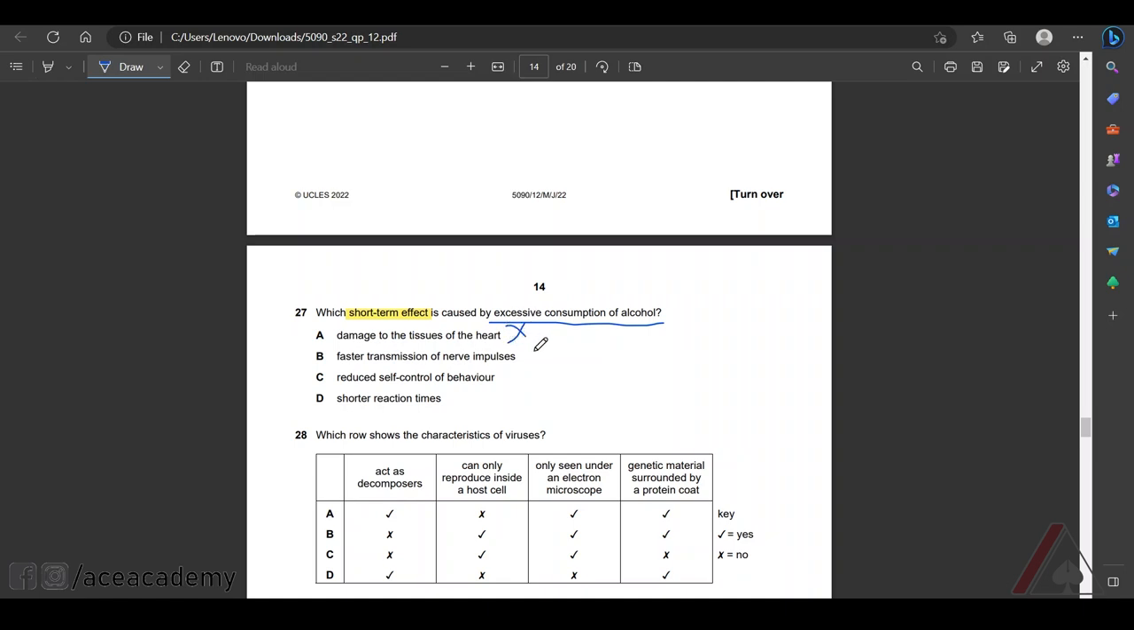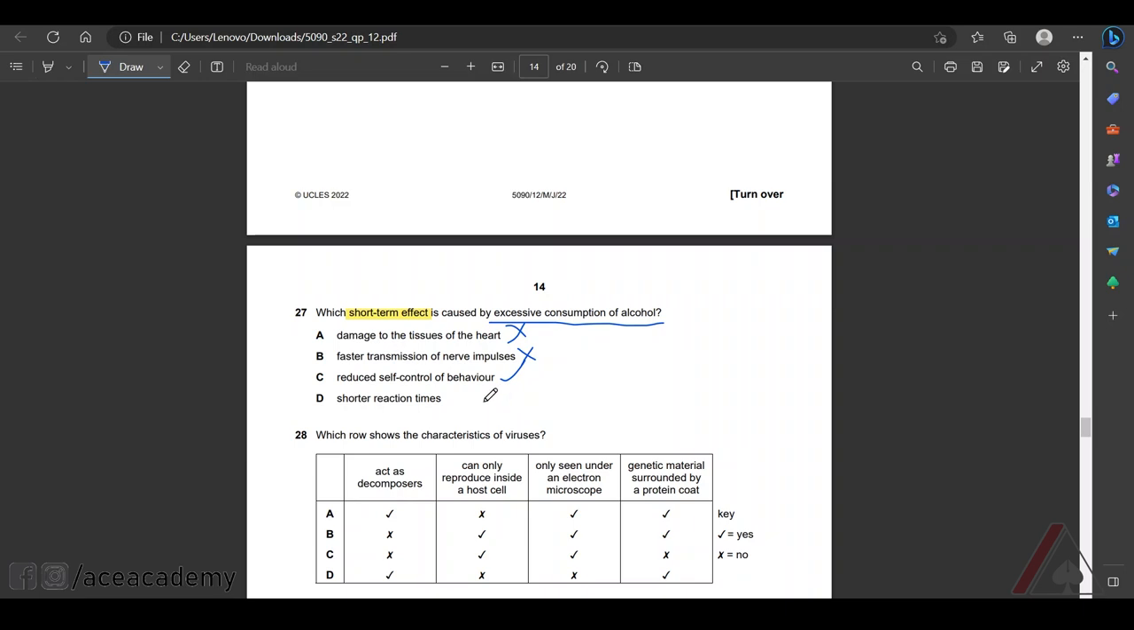Option B says faster transmission of nerve impulses. No, this is wrong because alcohol consumption actually slows down the nerve impulses, not speeds them up. B is wrong. C: reduced self-control of behavior. Yes, this is not only a known effect of alcohol consumption, but it also happens for a temporary, short amount of time. C is most likely our answer.